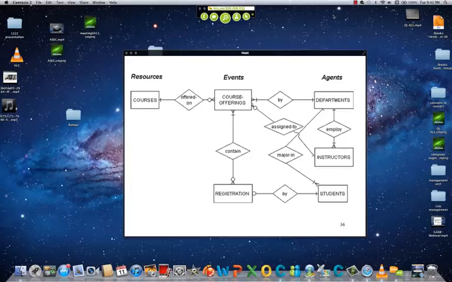So we have department and course offering. What is the relationship between department and course offering? Well, first we say departments and course offering are in a one to many relationship. So we say one to many, and basically mandatory one, mandatory many.